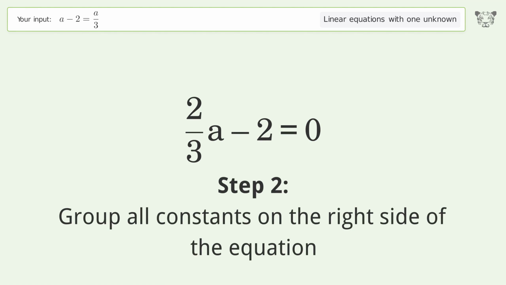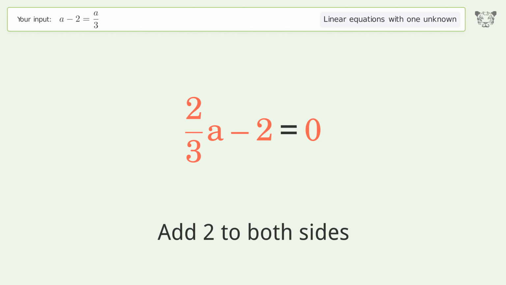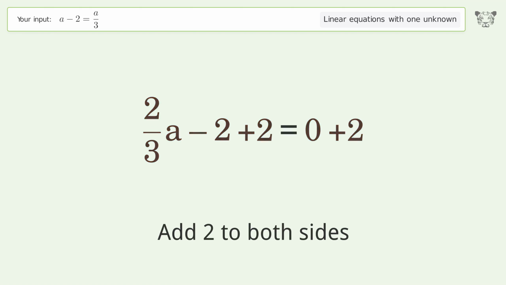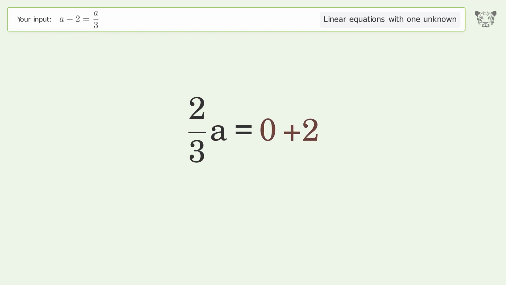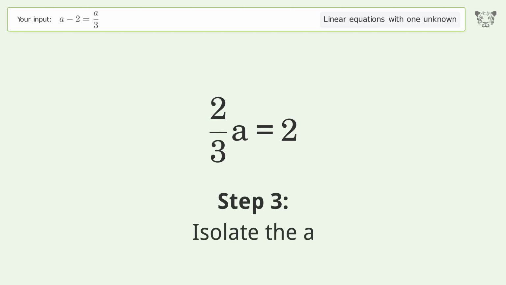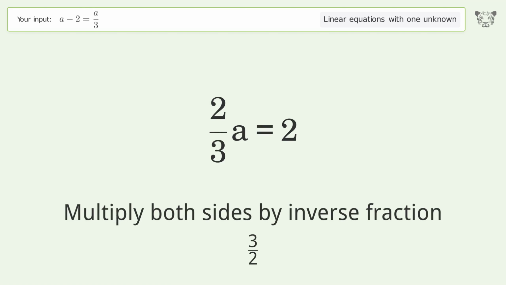Group all constants on the right side of the equation. Add 2 to both sides. Simplify the arithmetic. Isolate the a. Multiply both sides by inverse fraction 3 over 2.